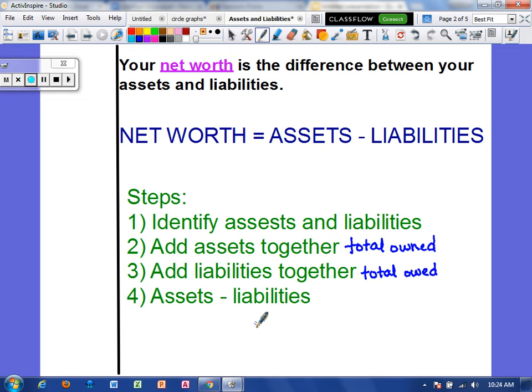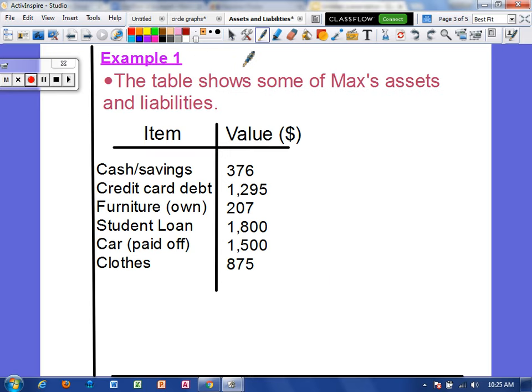So, for example, let's say that you have $20. That's what you own. That would be an asset. And then you owe a friend $5. Your net worth would be $15 because you're going to have to pay back that $5 and you would be left with $15. So let's go ahead and do some examples together.